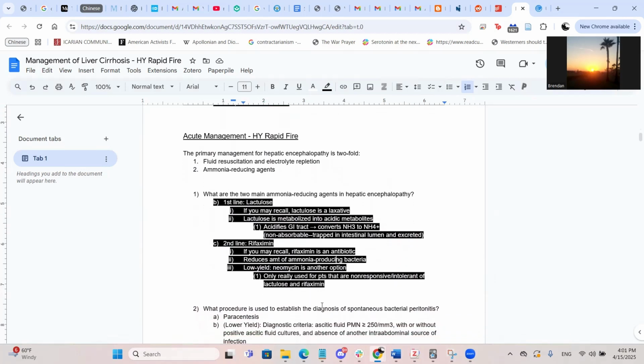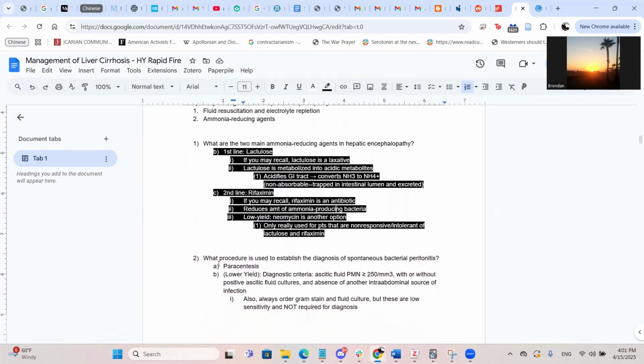All right. Oh, I guess I didn't block this one out. Oh well. But what procedure is used to establish the diagnosis of spontaneous bacterial peritonitis? The answer is, of course, paracentesis. That part makes sense.